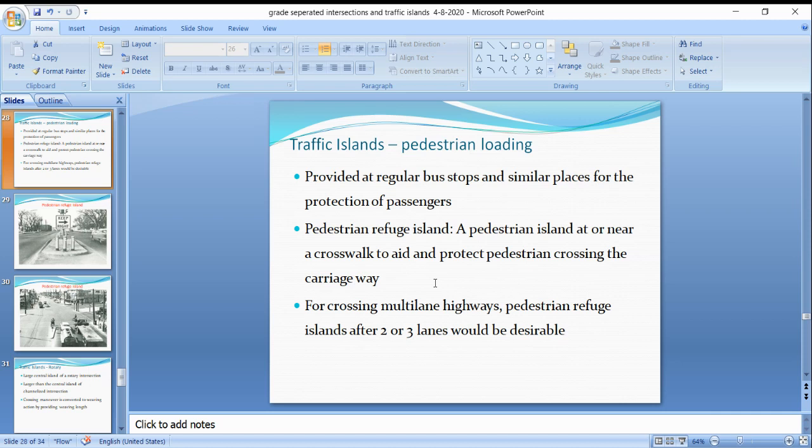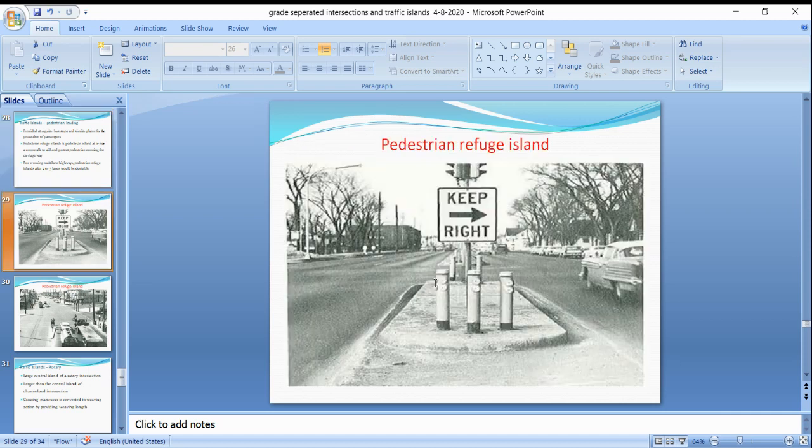Pedestrian refuge islands: a pedestrian island at or near a crosswalk to aid and protect the pedestrian crossing the carriageway. The person who is going to cross the road should be protected or guided. So at the crosswalk we will provide this pedestrian island. For crossing multi-lane highways, pedestrian refuge islands after two or three lanes would be desirable.